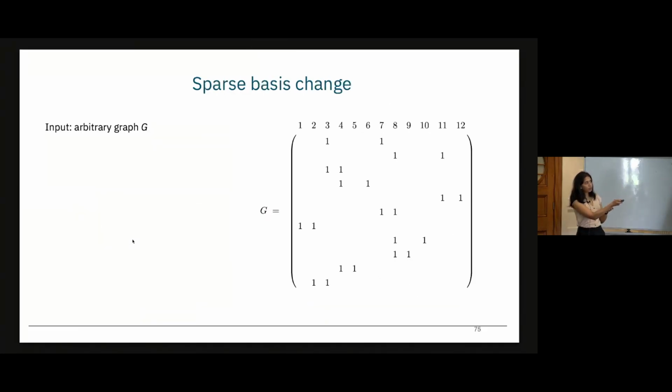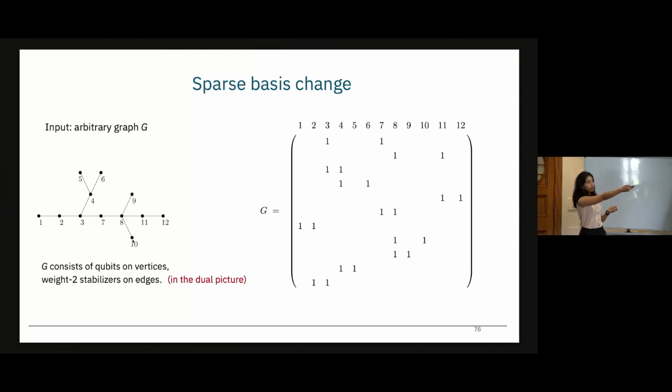So let's begin with an arbitrary graph G here. That's the matrix, and it's nicer to look at it actually as a graph. So I'm just going to do that. Each of these edges here represents a stabilizer. So for example, 1, 2 would mean that's X1, X2, let's say. So I'm looking at a lot of weight 2 stabilizers, and I know that Pauli squared is identity.